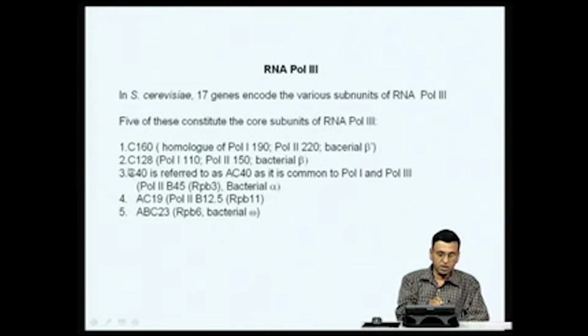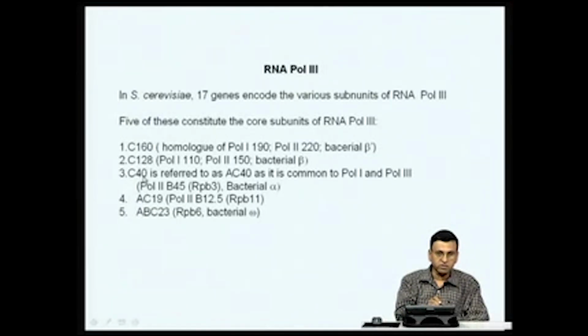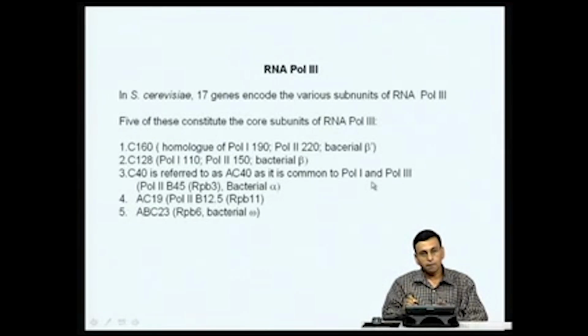That means these subunits are kind of shared by Pol I and Pol II, but they have homologs. For example, the C160 subunit of RNA polymerase III is a homolog of the Pol I 190 subunit as well as Pol II 220, which is the largest subunit of RNA polymerase II, and is a homolog of the bacterial beta prime subunit of E. coli RNA polymerase. Similarly, the C128 subunit of RNA polymerase III is a homolog of Pol I 110, Pol II 150 and the bacterial beta subunit of E.